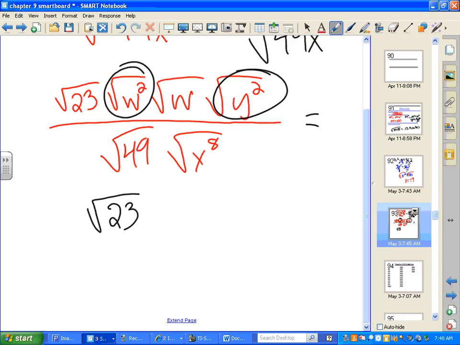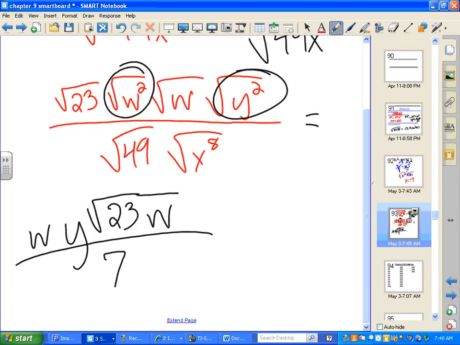Okay, so what's the square root of w squared? Okay, so we have a w in front. What's the square root of y squared? Y. Steve, what else goes in the radical with the 23? Yep, w. Okay, Evan, what goes on the bottom? Yep. Who can remind us the square root of a variable to an even number?